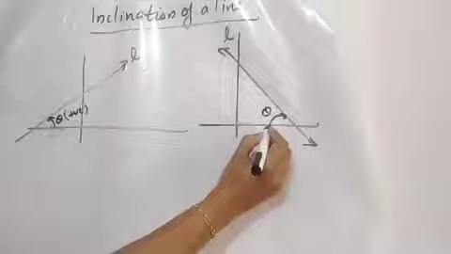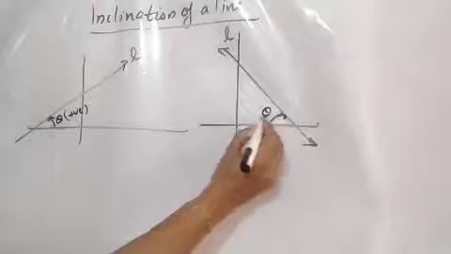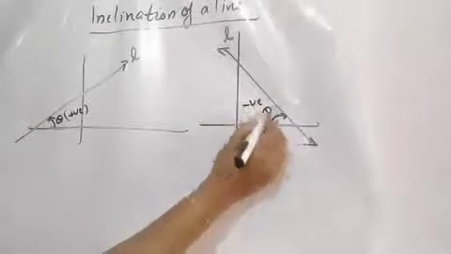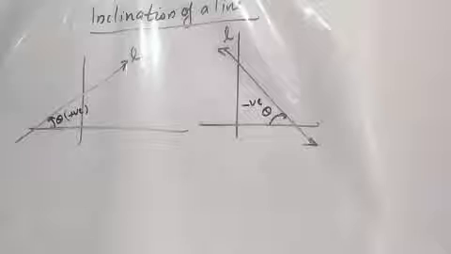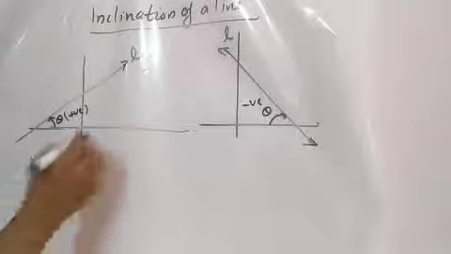We start measurement from the x-axis to the line. So this is in clockwise direction, so the value of the angle is negative. Next, the inclination of the x-axis and every line parallel to it.